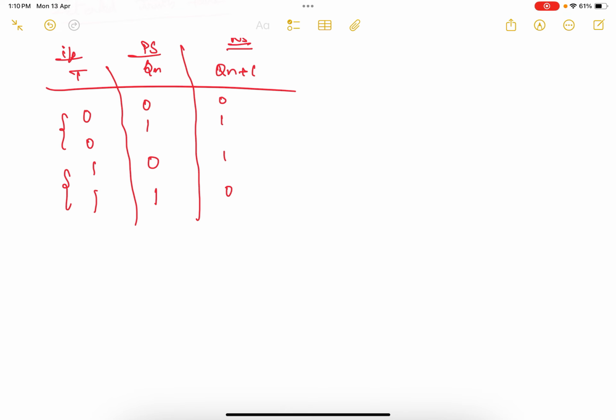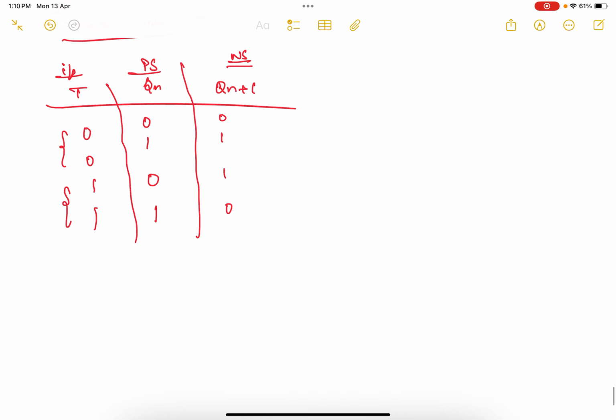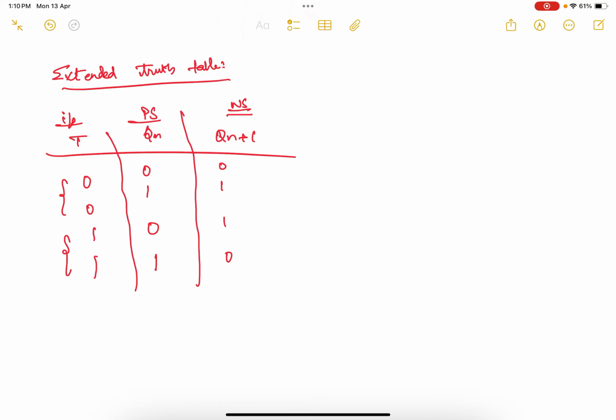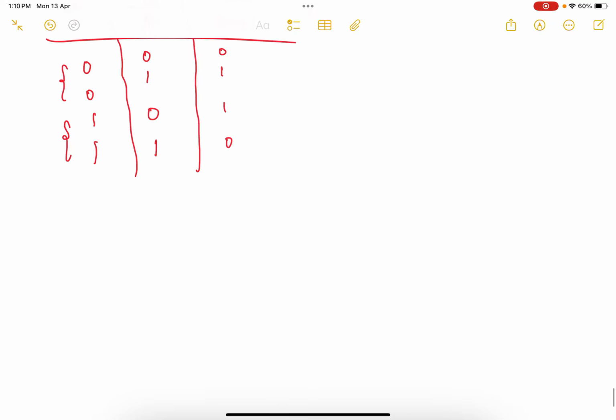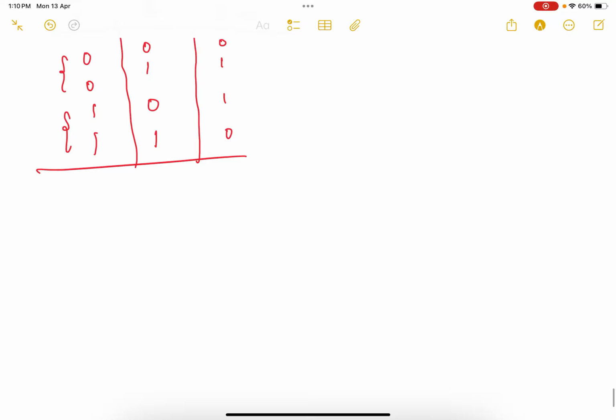And next state on the complement. Okay, so this is nothing but my extended truth table. Present state is becoming complement. So using this extended truth table, now I am going to write here a logic expression.